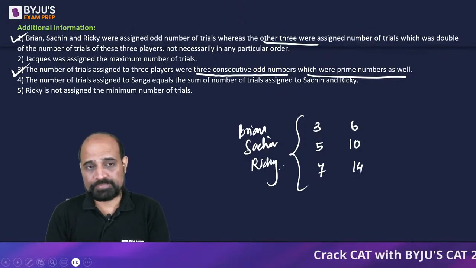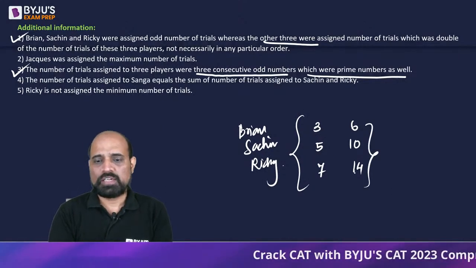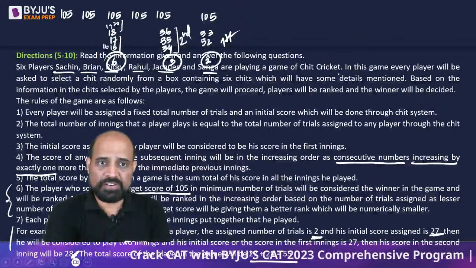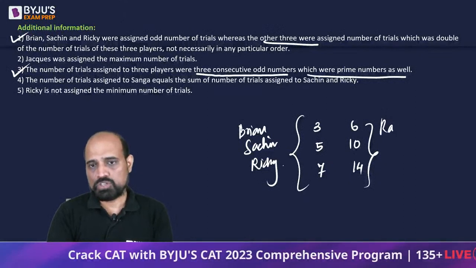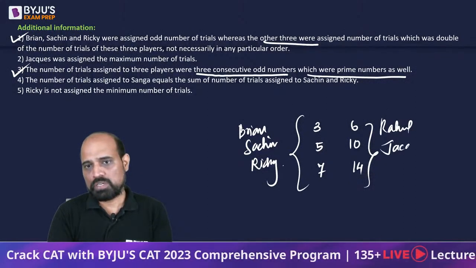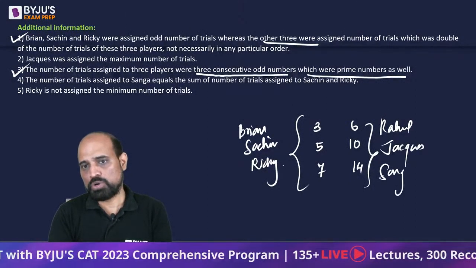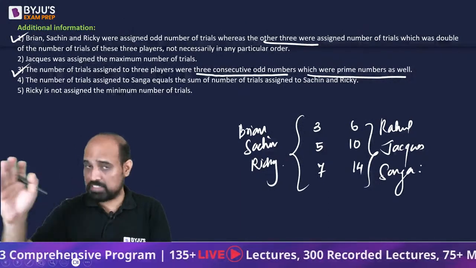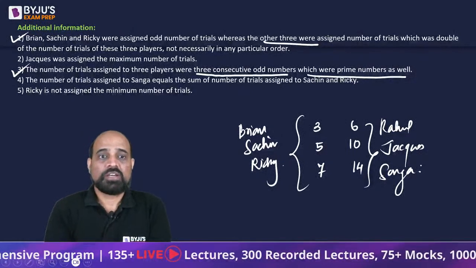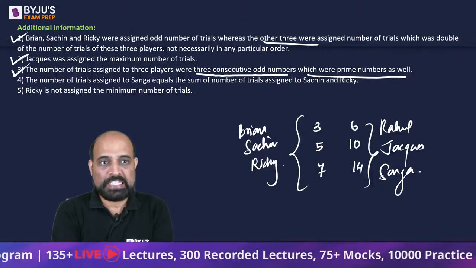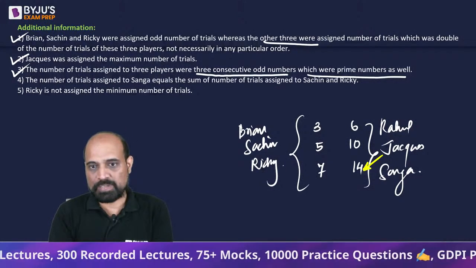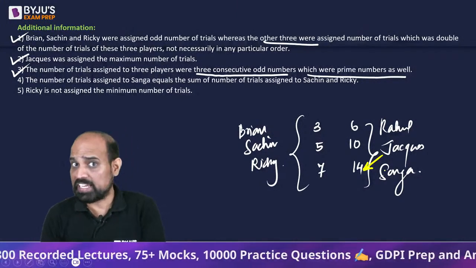बोल सकते हैं ना? और बाकी 3 लोग कौन है? इनका नाम देख लेते हैं. We have Sachin, Brian, Ricky, Rahul, Jack and Sangha. So we have got Rahul, Jack, Sangha. Who gets what? No idea. पर पहले 3 नंबर्स इनको दिए थे और नेक्स्ट 3 नंबर्स इनको दिए थे. Okay, now if you read the second statement, you will realize that Jack was given the maximum number of trials. मतलब उसके चिट पे सबसे बड़ा नंबर था. So Jack gets 14.